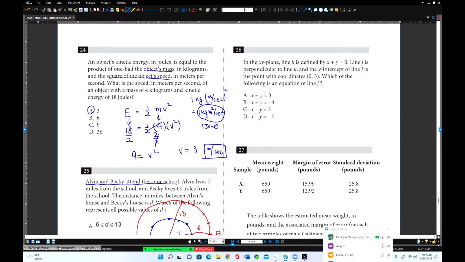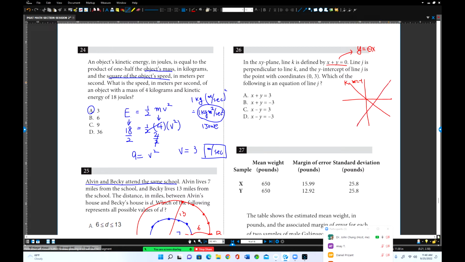Number 26. The line K is defined by x plus y equals 0, and J is perpendicular. This line equation is y equals negative x, so the slope is negative 1. Now, the perpendicular line to this one.